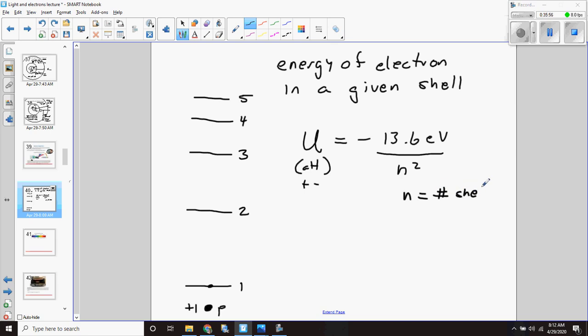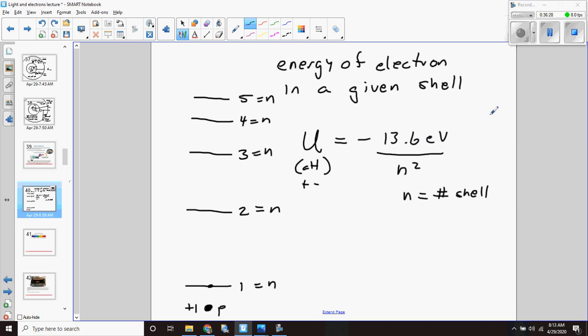So if we're talking about this very first shell down here, then we would just put, by the way, these numbers equal n. So n for this shell is 1, n for this shell is 2, n for this shell is 3, n for this shell is 4, n for this shell is 5, okay? So if I wanted to find out the energy of, let's say, an electron that would go into each of these shells, I can use this equation to find this energy. Just plug in negative 13.6 divided by the shell that it's in squared.